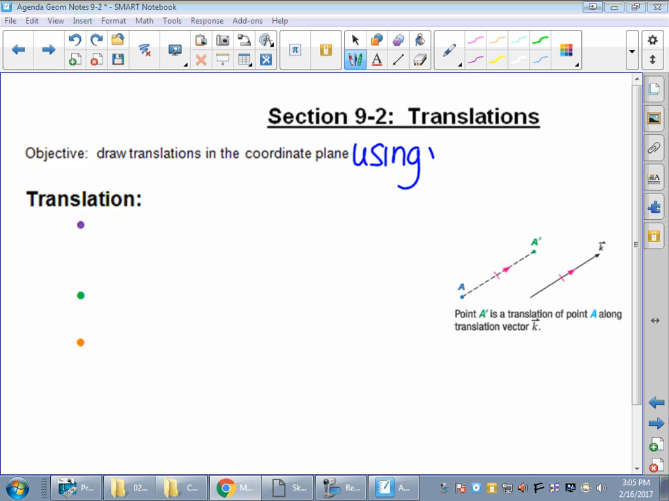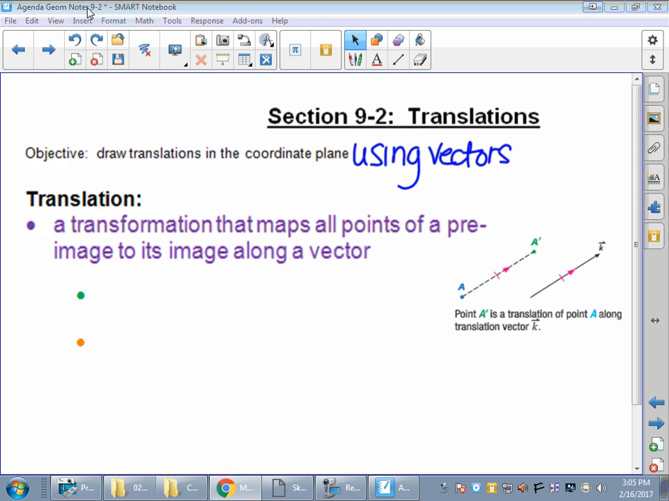So that's why we needed to start off this chapter unusually with a section from chapter 8, because we are going to do translations using vectors. So translation is another transformation. We've got 4 in total, so this is our second one. A transformation that maps all points of a preimage to its image along a vector.